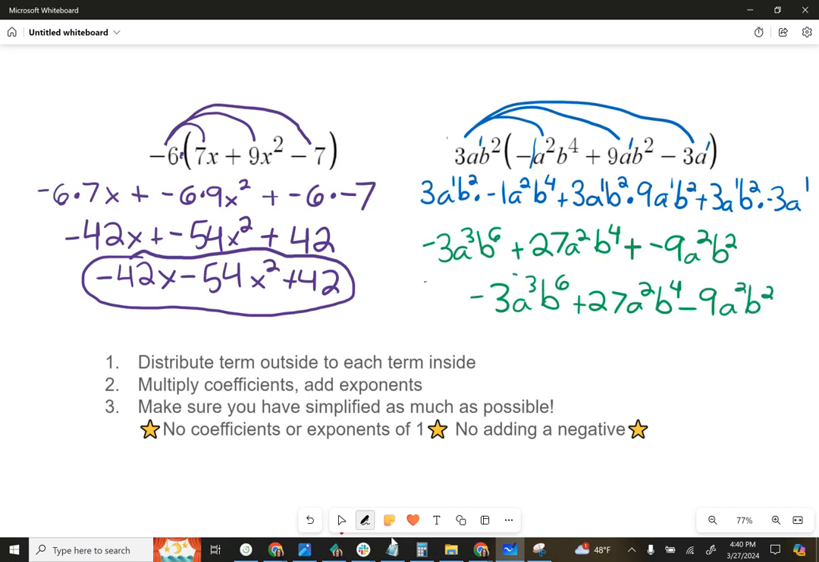But if you're ever unsure, you can always go in whatever order you did the multiplying in, and that's usually a safe bet.